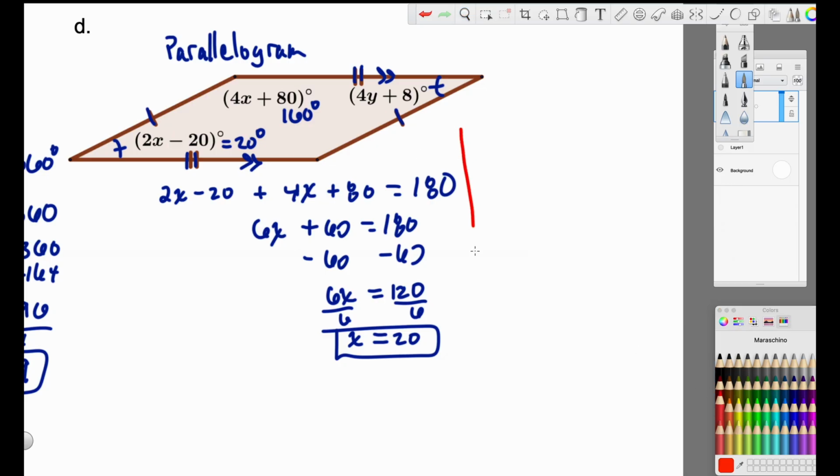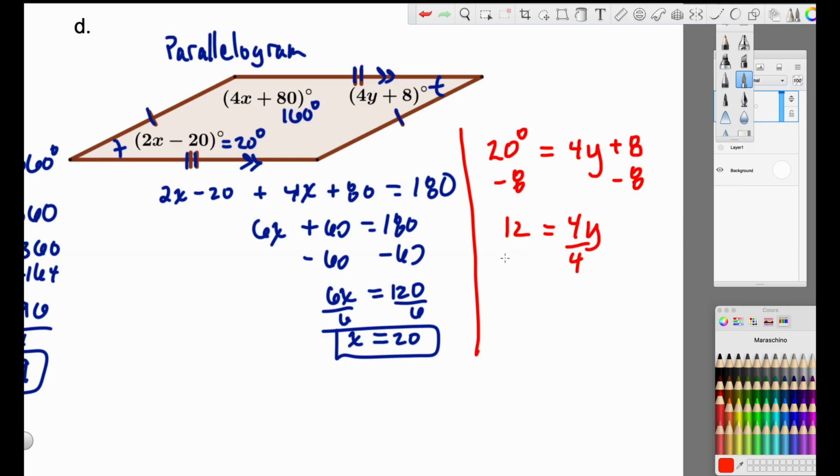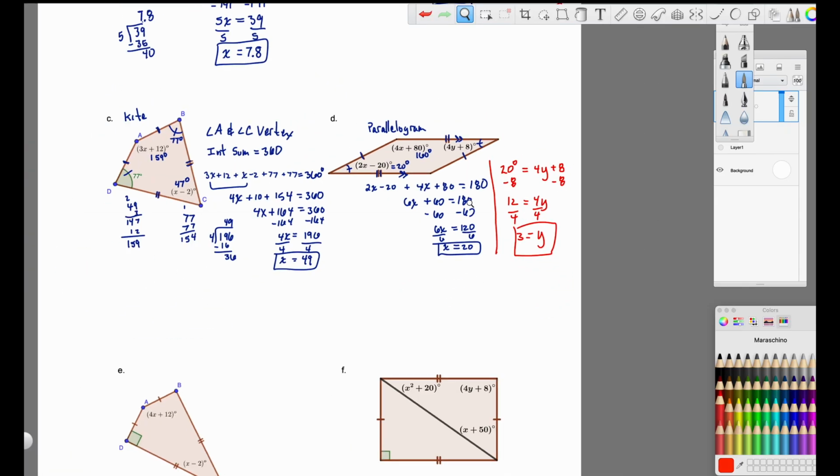I know that 20 equals 4y plus 8, right? And let's subtract 8. Divide by 4, y equals 3. 4 times 3 is 12, plus 8 is 20. That worked. Okay.